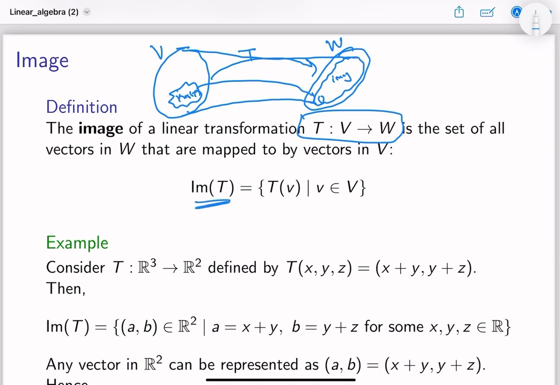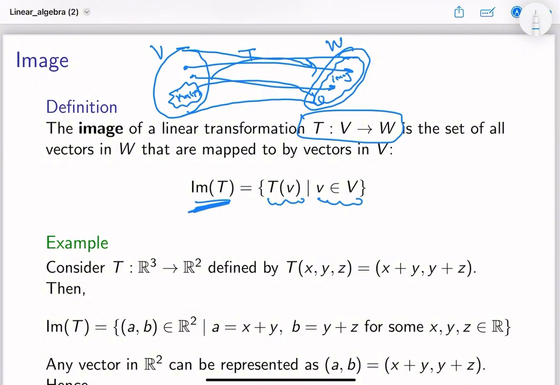So the image of a linear transformation T is T of v for every v in V, right? So you might have vectors here going there, vectors here going there, and you collect all these vectors in W and you call them the image of T, because we're taking all the images of all the vectors in the domain, right?